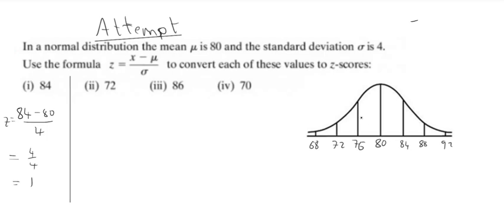Second one, there's no context to this question. It's just to practice using the formula, really. But next one, 72 minus the average, which is the mean, which is 80, over the standard deviation, which is 4. So that's going to be minus 8 over 4, which is minus 2.